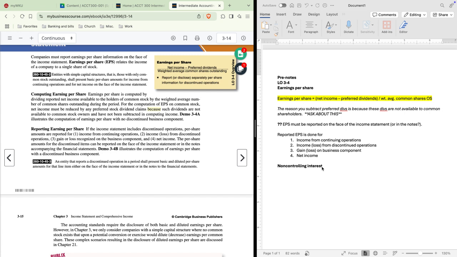And I could even, if I have time, go look some of these up. I'm sure they're in the back of the textbook in a glossary. Or I could look them up in an index to see what preferred dividends means, and go look that up.